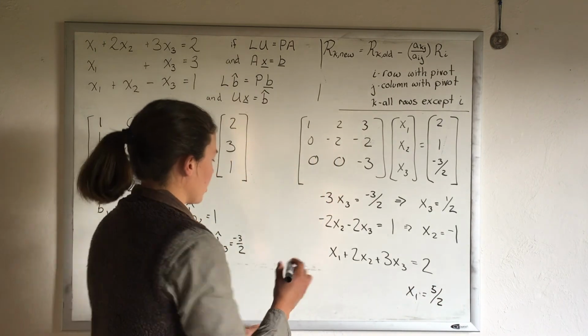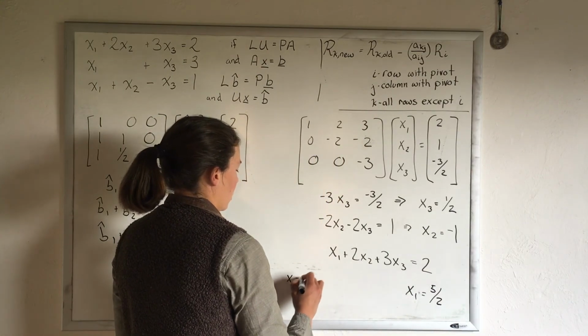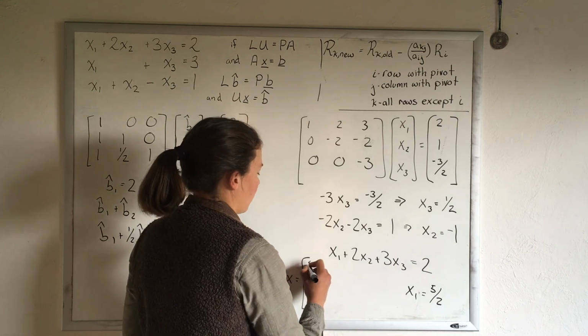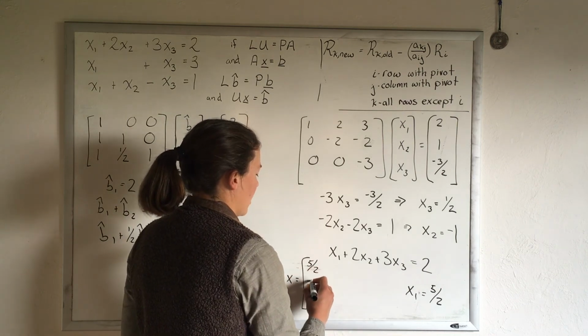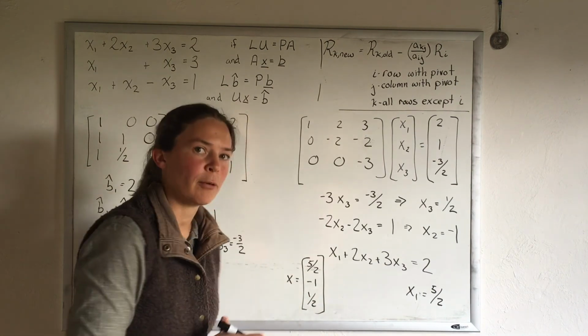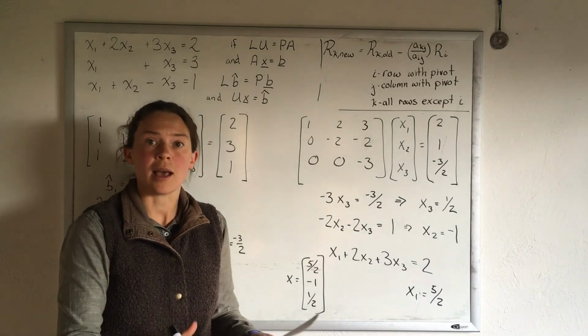So if I wanted to write my solution vector out, we have to remember we did x1 last, so that's actually the first element. So it's going to be 5 halves, negative 1, 1 half. And that's how we solve a system of equations using LU decomposition.